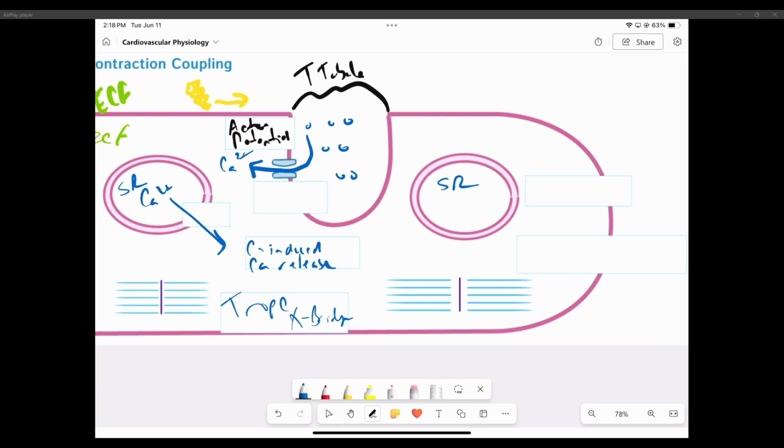Now we have to get rid of the calcium. So how do we get rid of the calcium? We have a sodium-calcium exchanger, which is going to get calcium out and bring sodium in. We also have a calcium ATPase pump, which is going to bring calcium back into the SR.